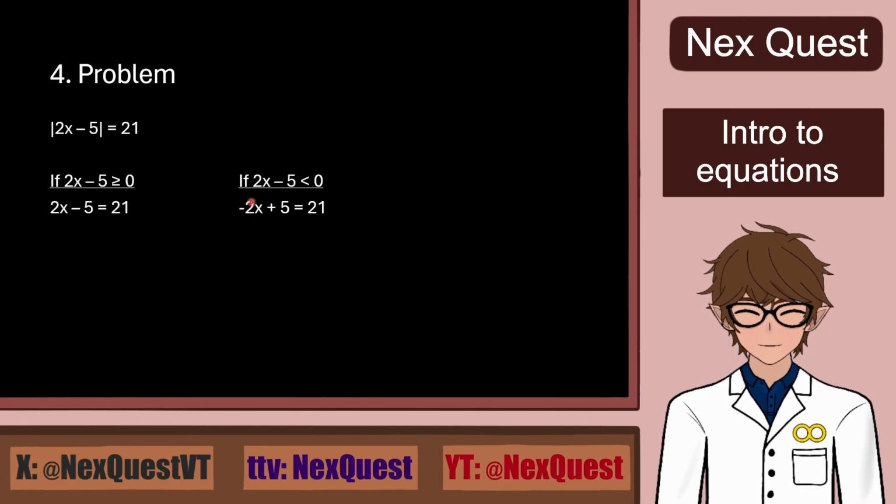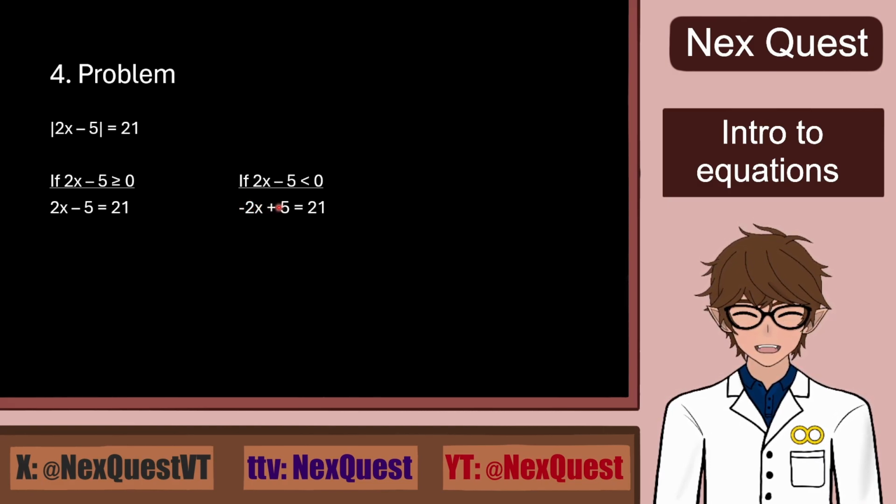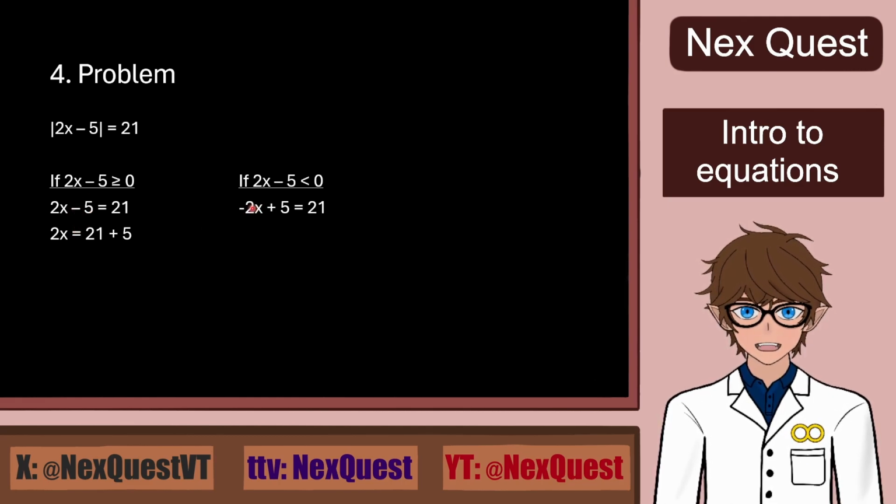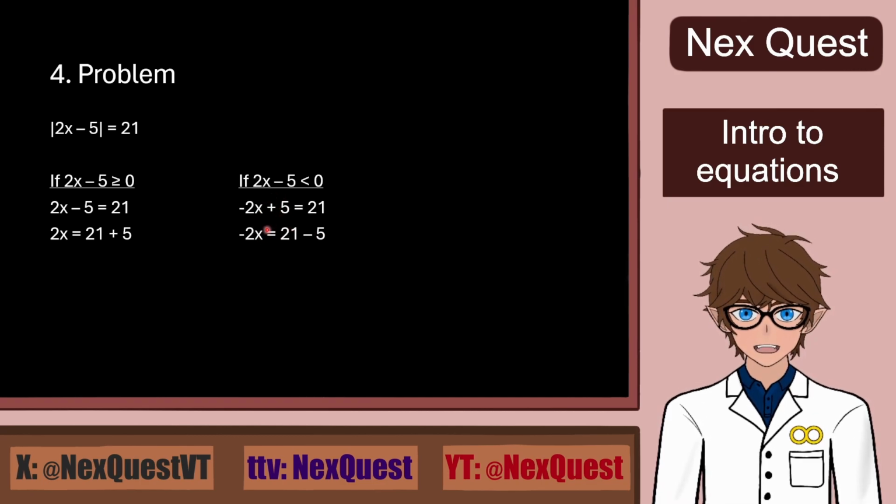And the second equation we have to solve is minus 2x plus 5 is 21. On the first equation, we add 5 to remove this negative 5 on the left side. And in the second equation, we subtract 5 on both sides, so we can remove the numbers from the left and give them to the right.